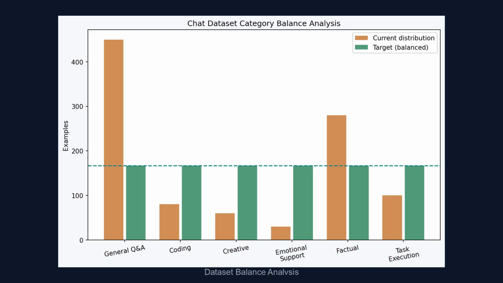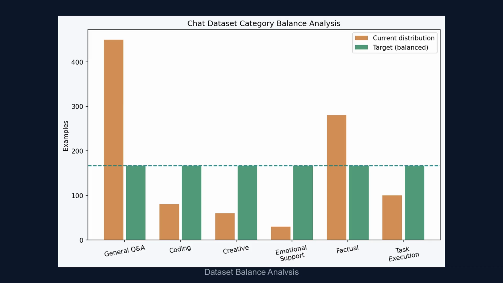This chart shows a category balance problem that's easy to stumble into without noticing. The brown bars represent the actual distribution across categories. General Q&A dominates, while creative and task execution are severely underrepresented. The green bars show what a balanced distribution would look like. An imbalanced dataset like this produces a model that handles general Q&A confidently but struggles with everything else because it simply hasn't seen enough examples of those other categories to learn them.